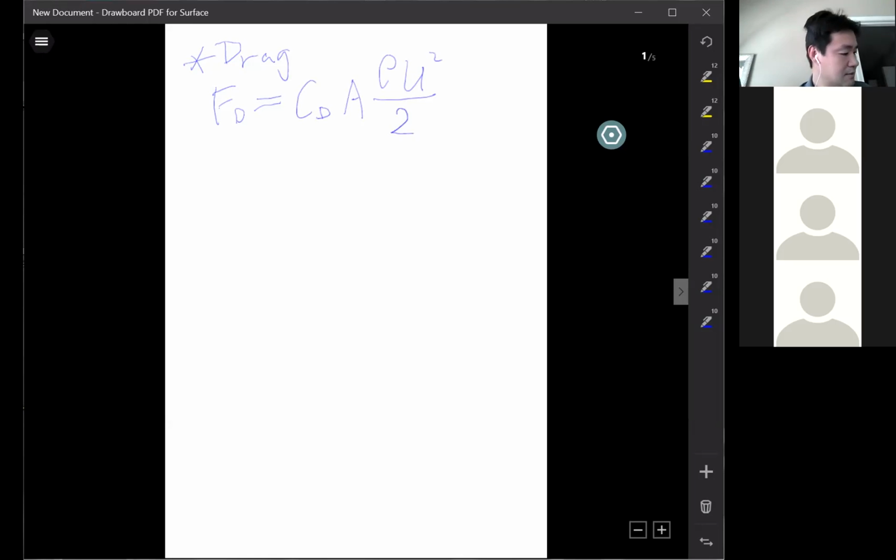I'm sorry, what equation was that in the textbook again? I'm trying to follow along with both of y'all. Equation 6.16 on page 294. Okay, that's half rho u squared times A, the frontal area, times a drag coefficient. This is the drag force.